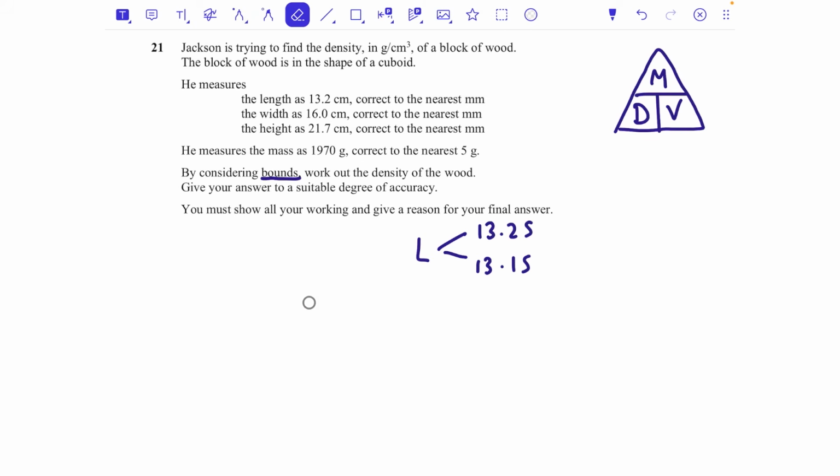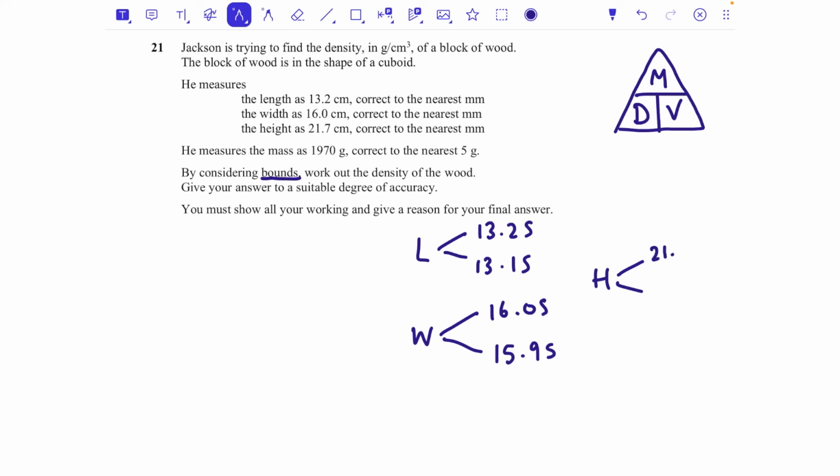Same thing again with the next one, 16.0, we've rounded to the nearest millimetre. So the width is going to be 16.05 and 15.95. And then the height is going to be 21.75 and 21.65. Luckily for us, they were all the same.